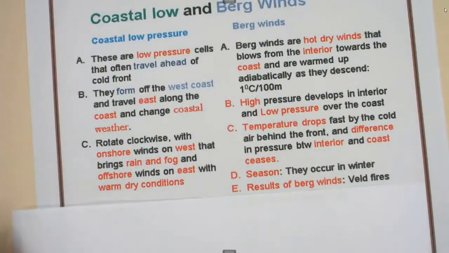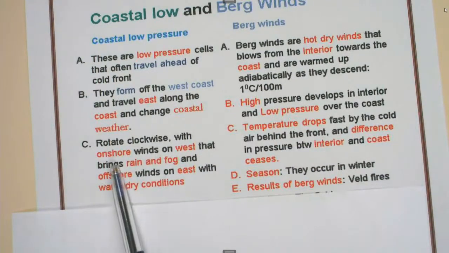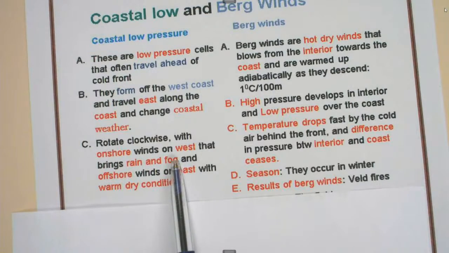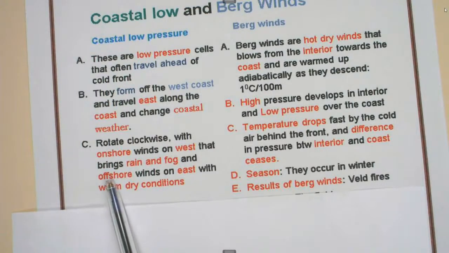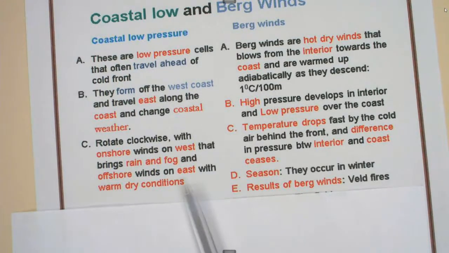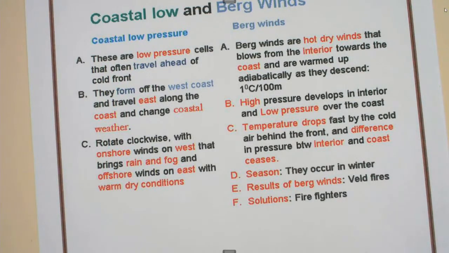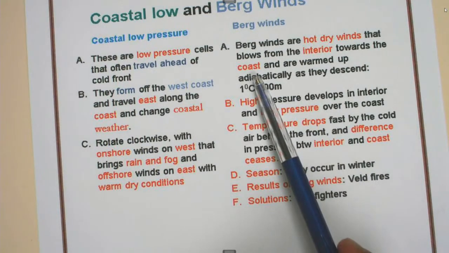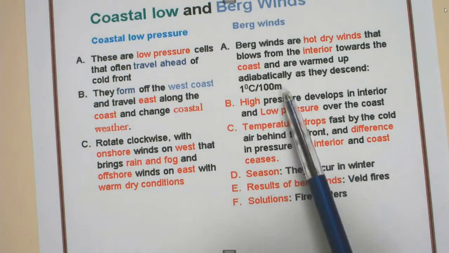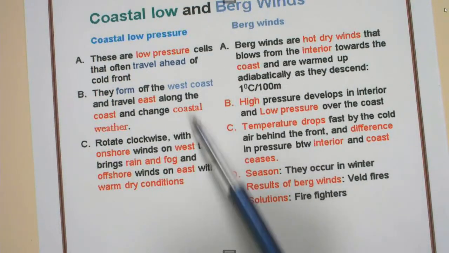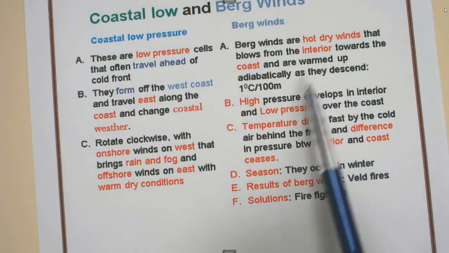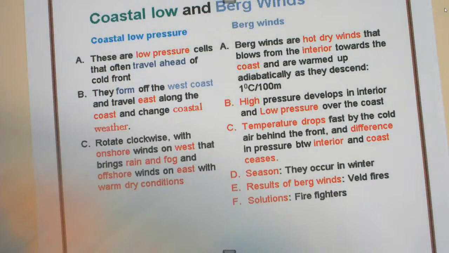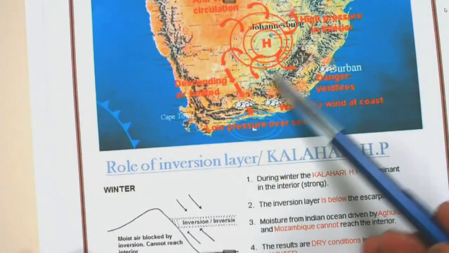Because it is a low pressure, the rotation is clockwise with onshore winds on the west that brings rain and fog, and offshore winds on the east which brings about warm dry conditions. Berg winds are hot dry winds that blow from the interior towards the coast and are warmed up vertically as they descend down the series of mountains around South Africa, which we refer to as the escarpment, the Great Escarpment.